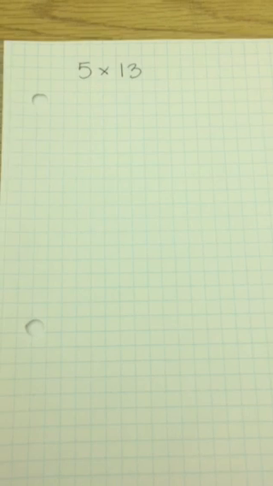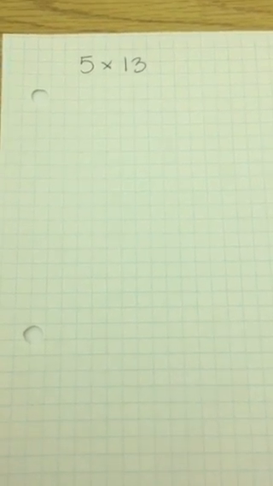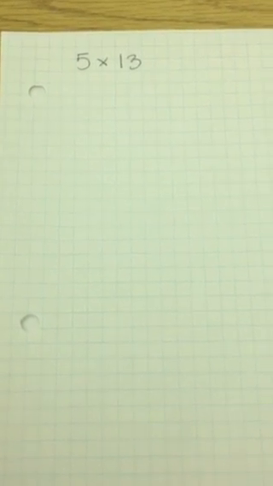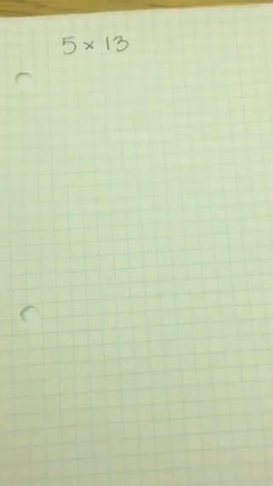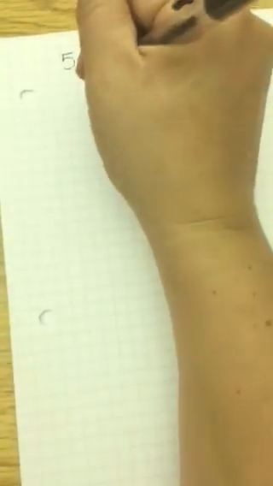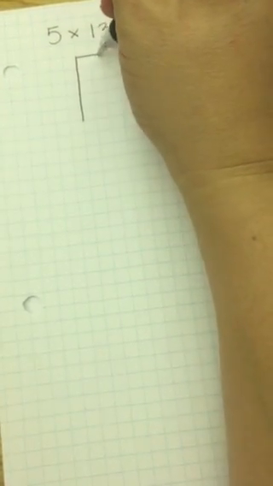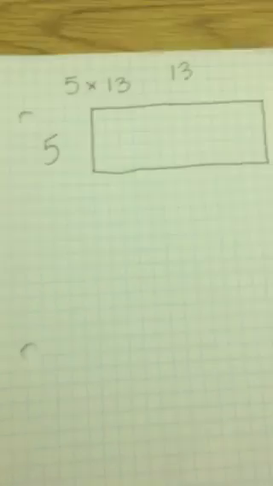This video is going to help with Chapter 2, Lesson 5, and it's going to explain how to multiply easily using the distributive property. So we see 5 times 13, and the way that we're going to model this is we're going to draw a rectangle that is 5 squares by 13 squares. So I'm going to draw a rectangle that's 5 squares by 13. And then I'm going to label it. It's 5, and then this is 13 up here.